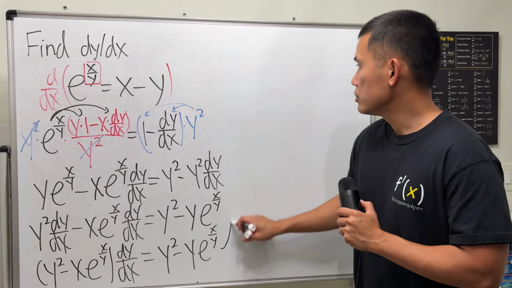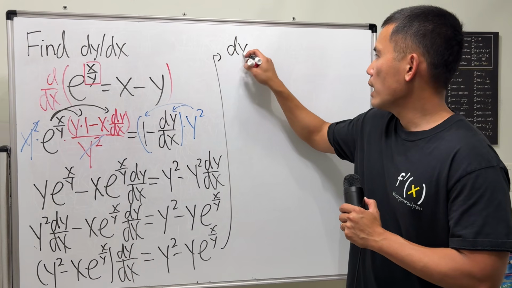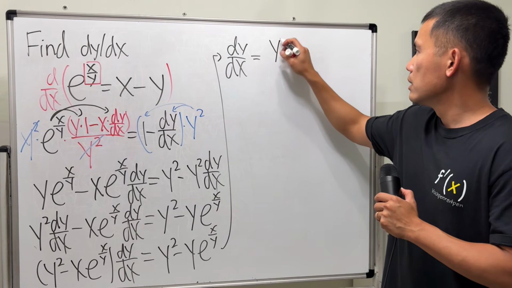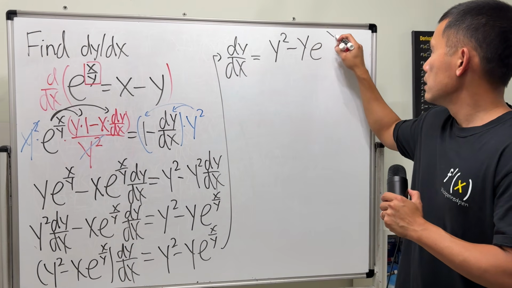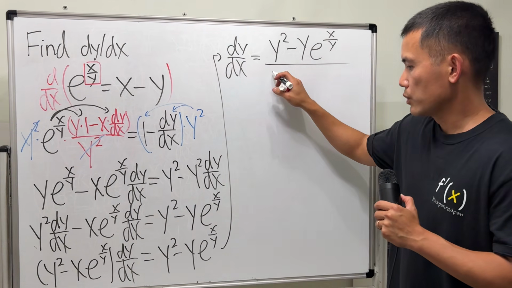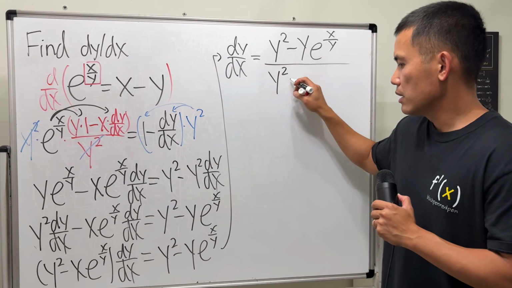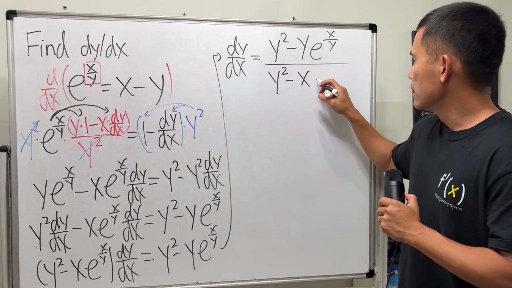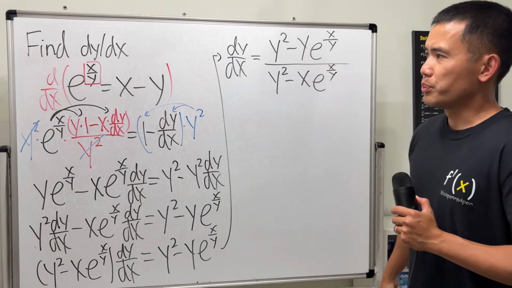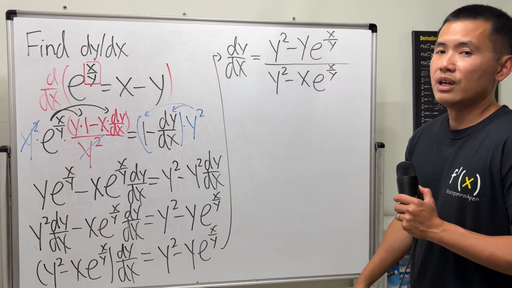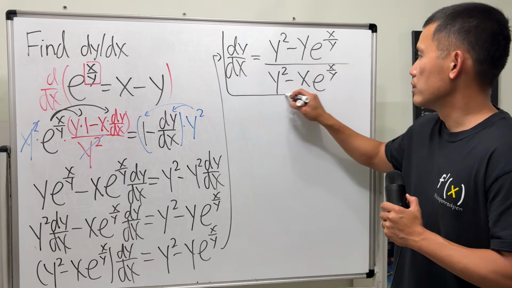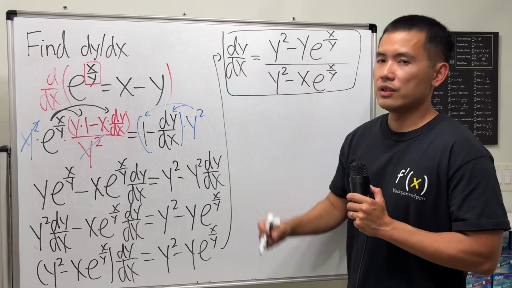So, ladies and gentlemen, we get dy dx. This will be on the top, over, this will be on the bottom. So we have y squared minus x times e to the x over y. And this is pretty good, right? It's a pretty standard result for this kind of question. If you box this one right here for my class, you get full credit for it.